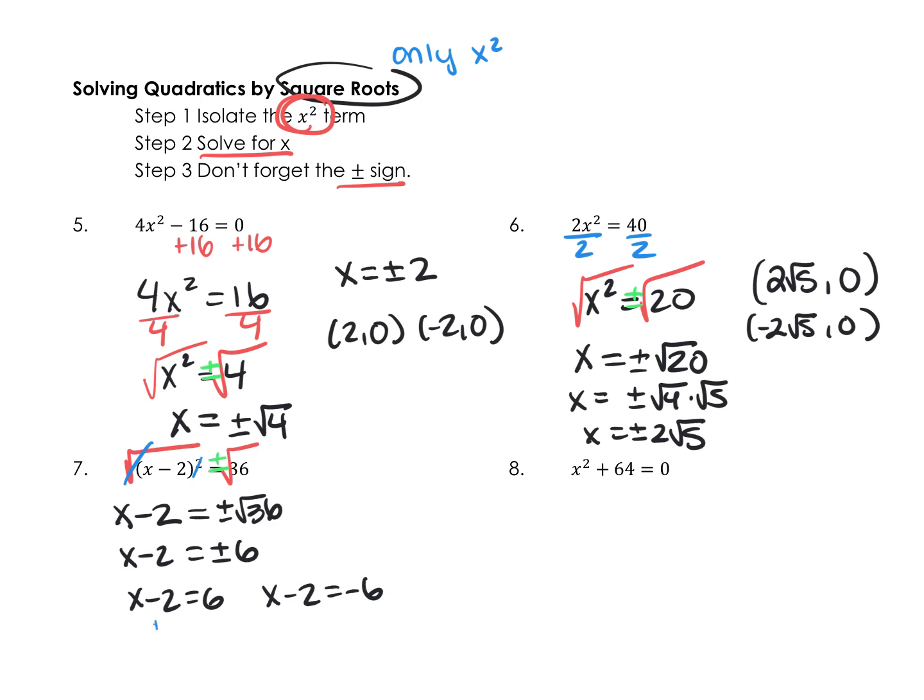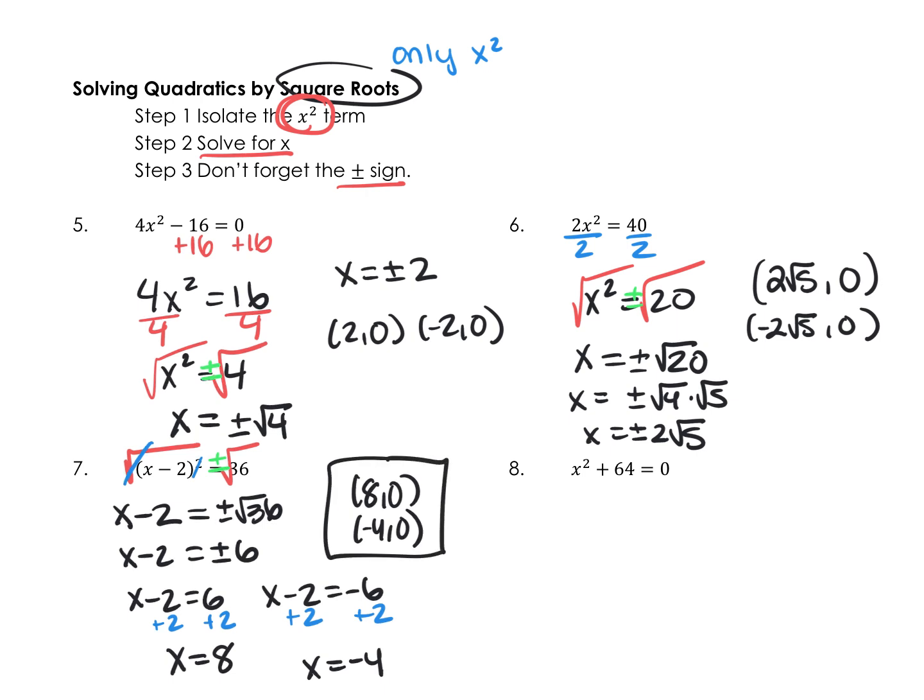So then here you can add 2, and you'll get x equals 8. And here you can add 2, and you'll get x equals negative 4. So your answers will be (8, 0) and (negative 4, 0). So if you get that plus or minus the number and you're not done, I would recommend making two equations out of it, just because it makes it less confusing and you don't make any silly mistakes.